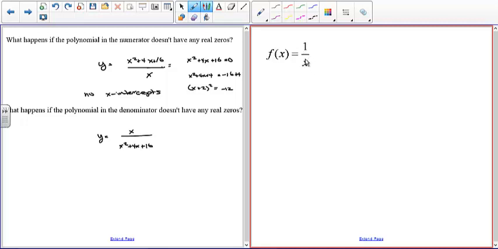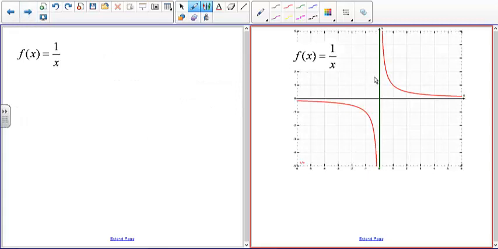We also know that we have a vertical asymptote at x equals 0 because that will make the function undefined. As you get closer and closer to 0 from the positive side, you go to positive infinity. If you come to x equals 0 from the negative side, you'll have an asymptote that goes to negative infinity. So if we plot that, you can see it here.